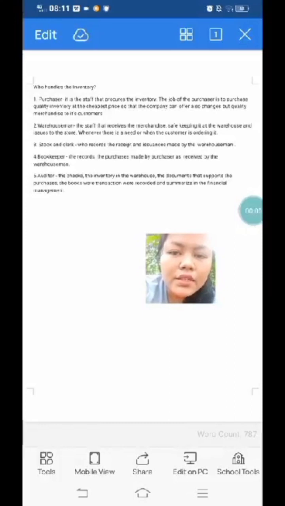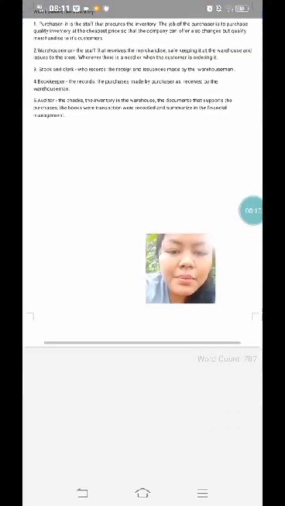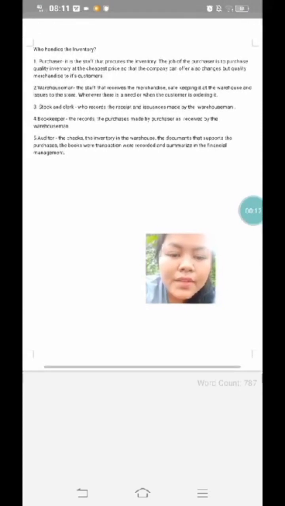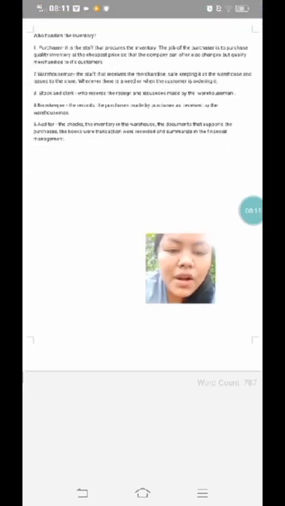Number 1 is merchandise inventory. I will be the one to discuss who handles the inventory. These are the following people handling inventory: 1 is purchaser, 2 is warehouseman, 3 is stock clerk, 4 is bookkeeper, and 5 is auditor.